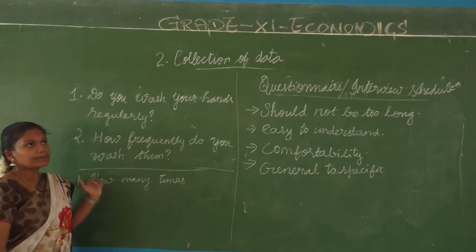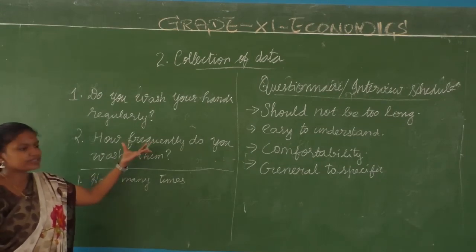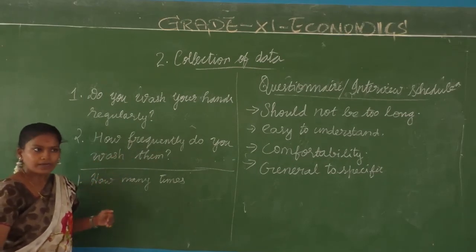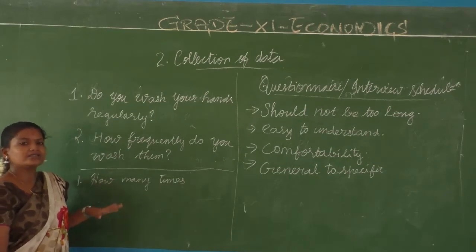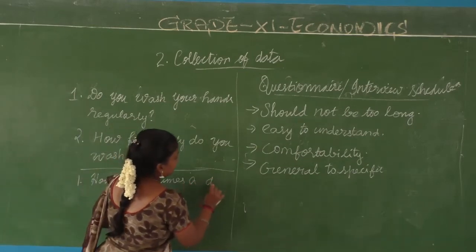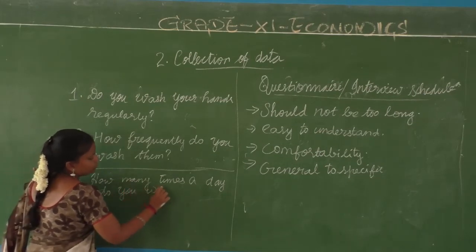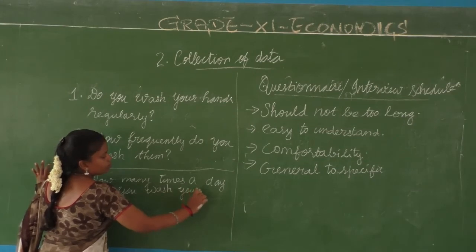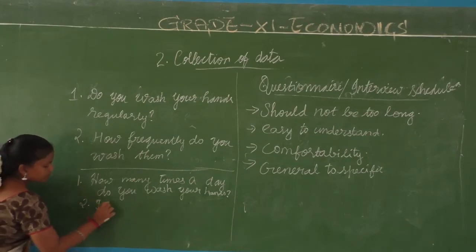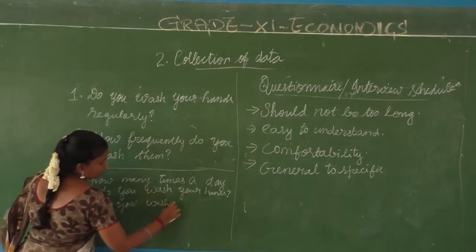If you think it's ambiguous, it's difficult to understand, then you have to think about the people. If you are going to give this question to your friends, of course they will be able to understand, so you can give. If you want to give it to a commoner, you don't know whether they will be able to understand it or not. Based on that, you should frame your question. So how many times a day do you wash your hands? Second you ask, do you wash your hands regularly?